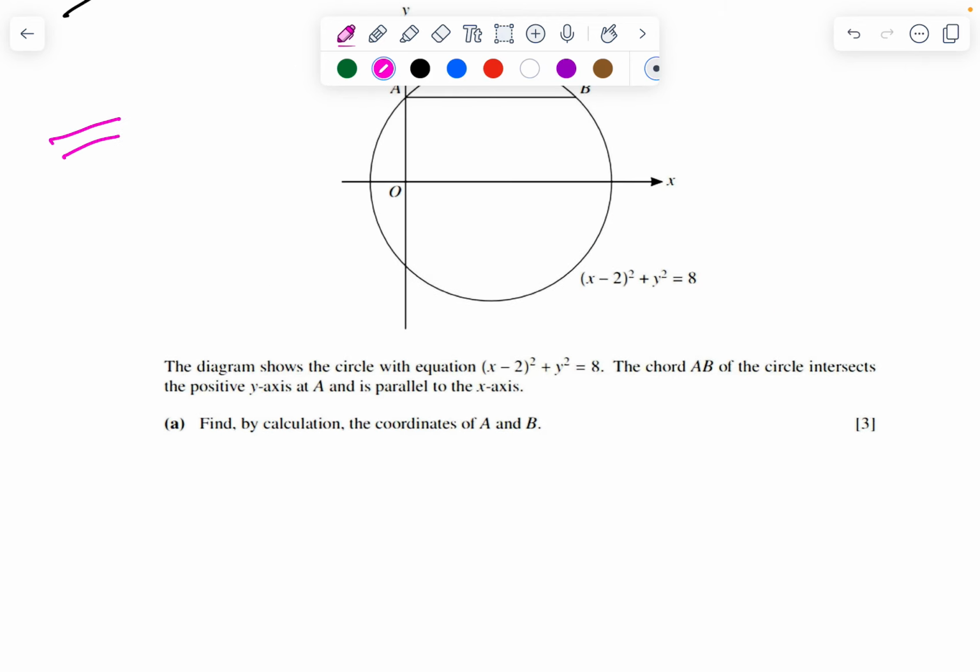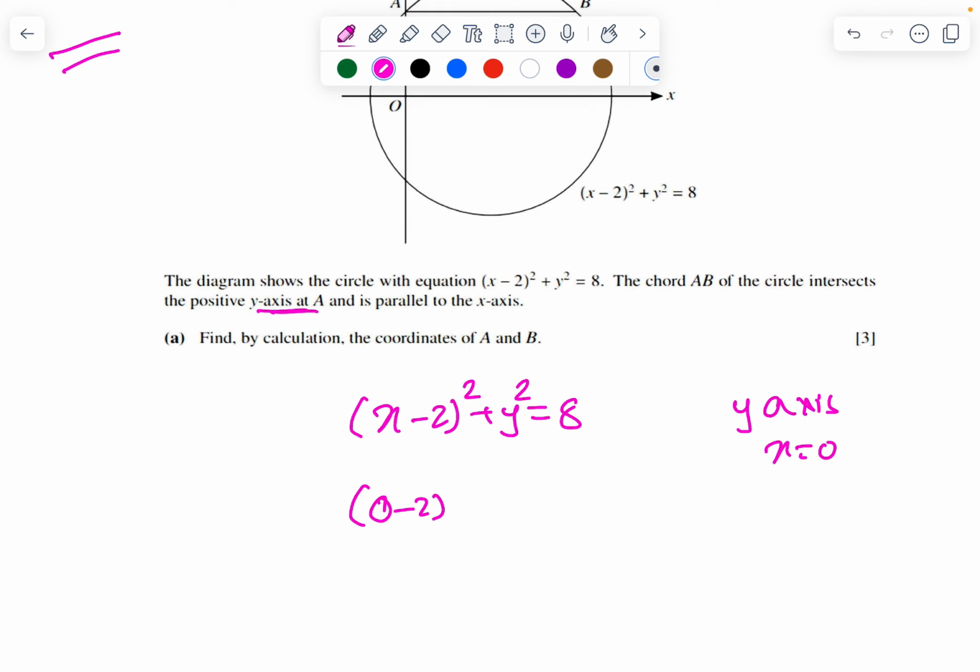Coming to question number 25. This is the equation of a circle, (x minus 2) whole square plus y square equals 8. It intersects y-axis at A. Y-axis means nothing but what? x equals 0. So (0 minus 2) whole square plus y square equals 8. So y square equals 4. So y equals 2. So what is going to be the point A? Point A is going to be 0, 2.